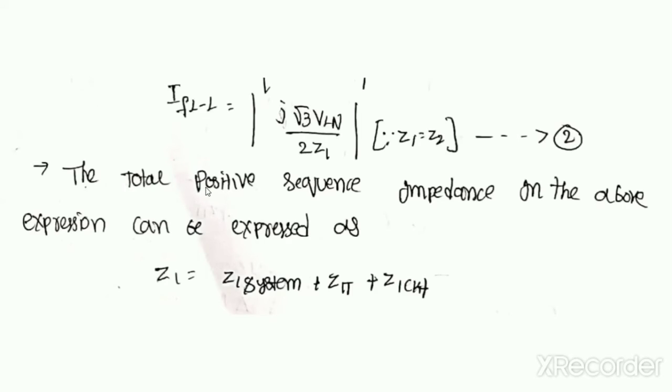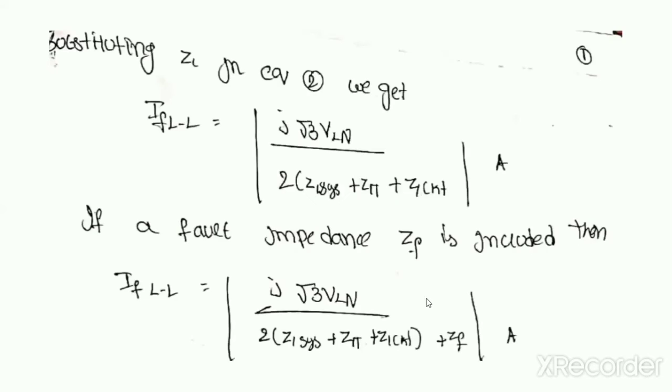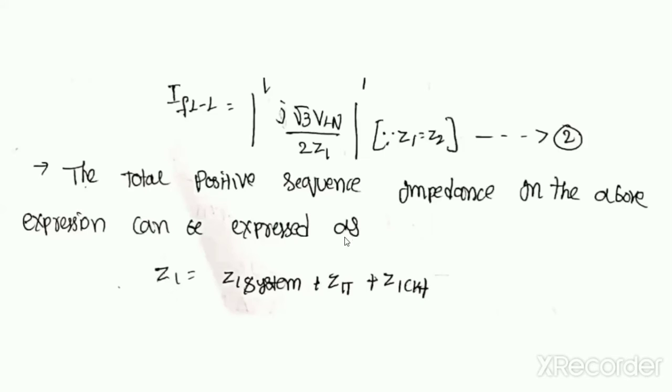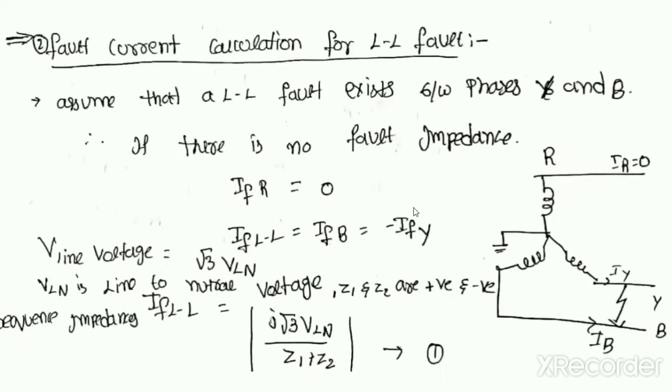Therefore, the total positive sequence impedance in the above expression can be expressed as Z1 is equal to Z1 system plus Z1 transformer plus Z1 circuit. This is equation number 2.